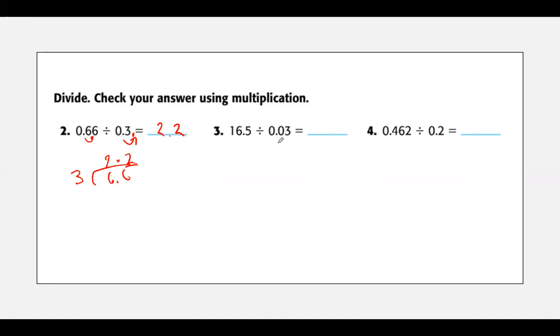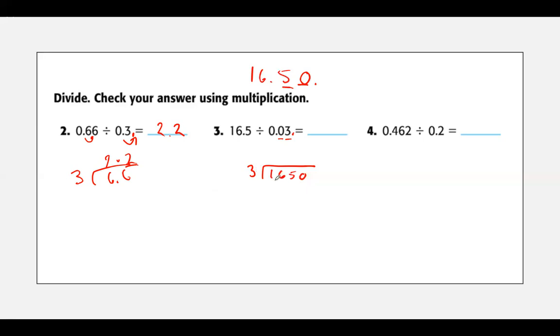Okay, next one. Okay, now this one is a little bit more tricky. So I have to make my divisor a whole number. How many places do I need to move the decimal point to get it to a whole number? Well, I have to move it 1, 2 places to get the number 3. Okay, so now I have to do the same thing with 16 and 5/10. So let's have a look. I have to go 1, 2 places. So I have to fill in my empty numbers with a 0, okay? So now my answer is, or it's 1650 divided by 3, all right?